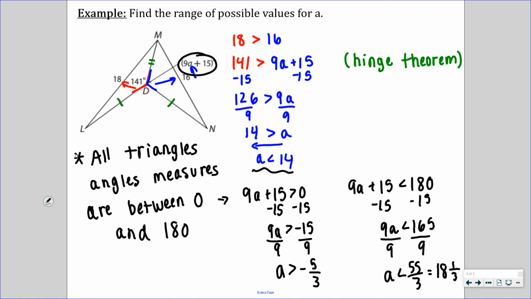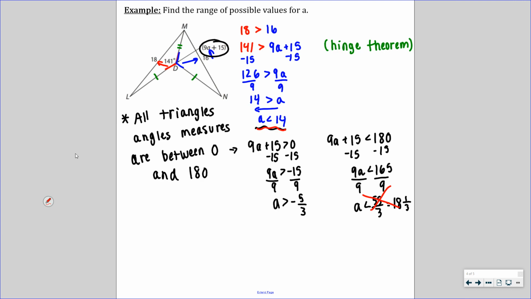But my hinge theorem says, hey, it has to be less than 14. So which of these criteria can I kind of ignore? This one right here, because this implies if it's going to be less than 14, it's also going to be less than 18 1/3. Does that make sense? This takes care of this statement. So my possible values for A would be anything in between -5/3 and 14. That was my answer.